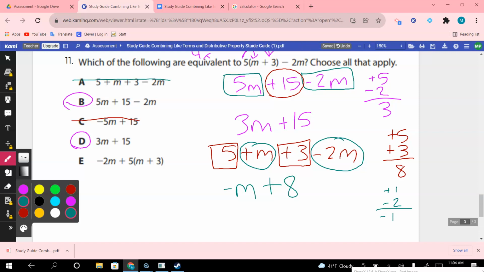And then let's see on this last one. 5 times m is 5m. So we have negative 2m plus 5m. And positive 5 times 3 is a positive 15. Okay, so let's see. That's actually the same as B. It's just in a different order. It's starting with the negative 2m, and then it has the plus 5 and the plus 15.